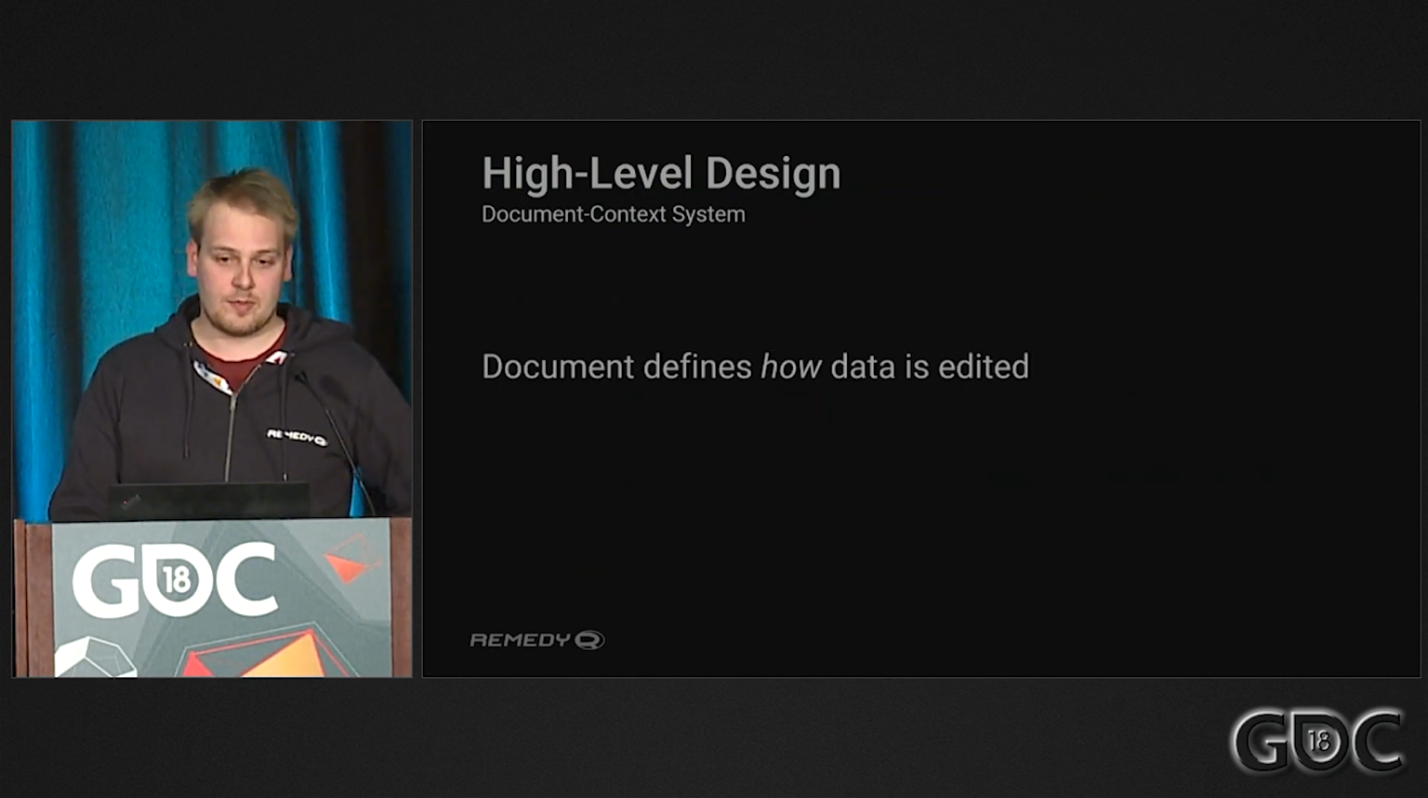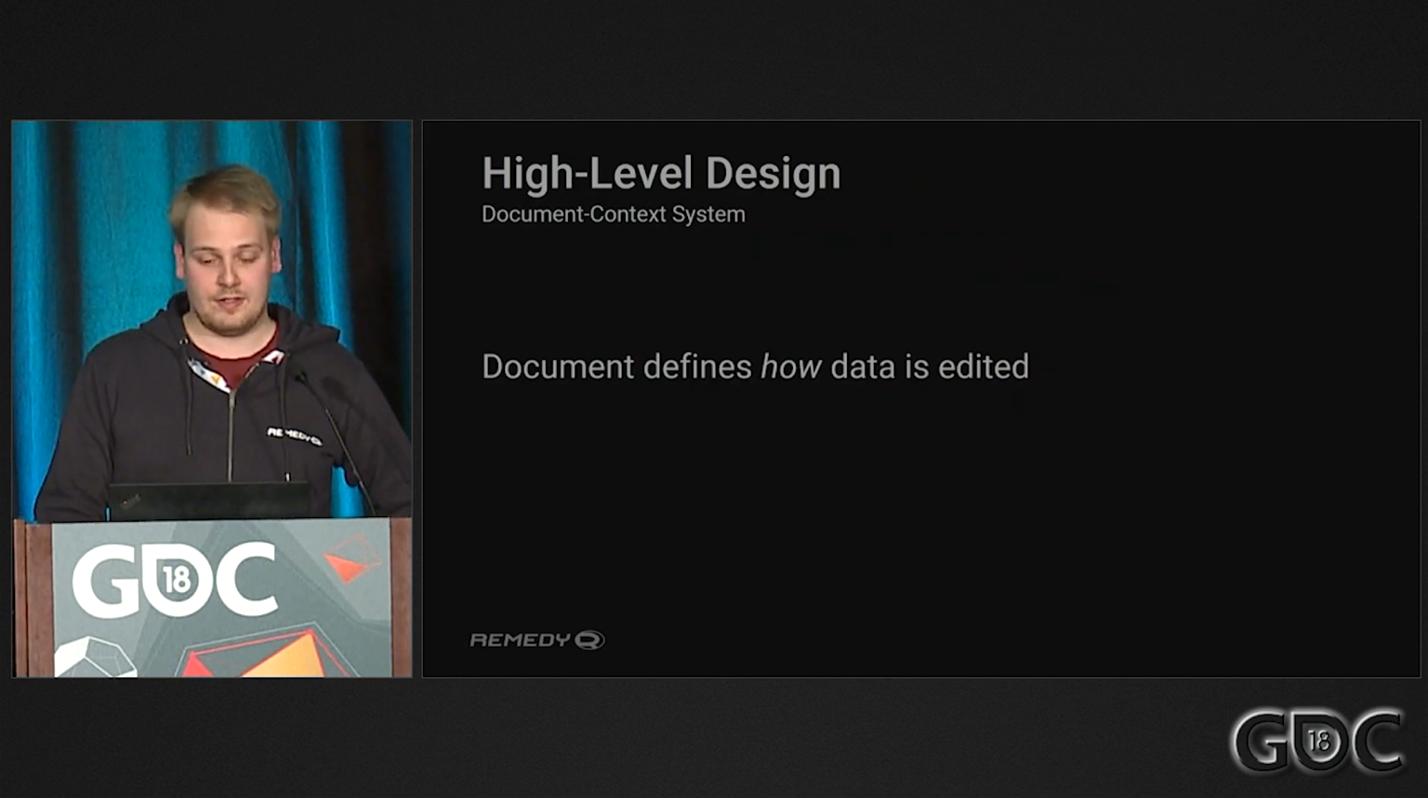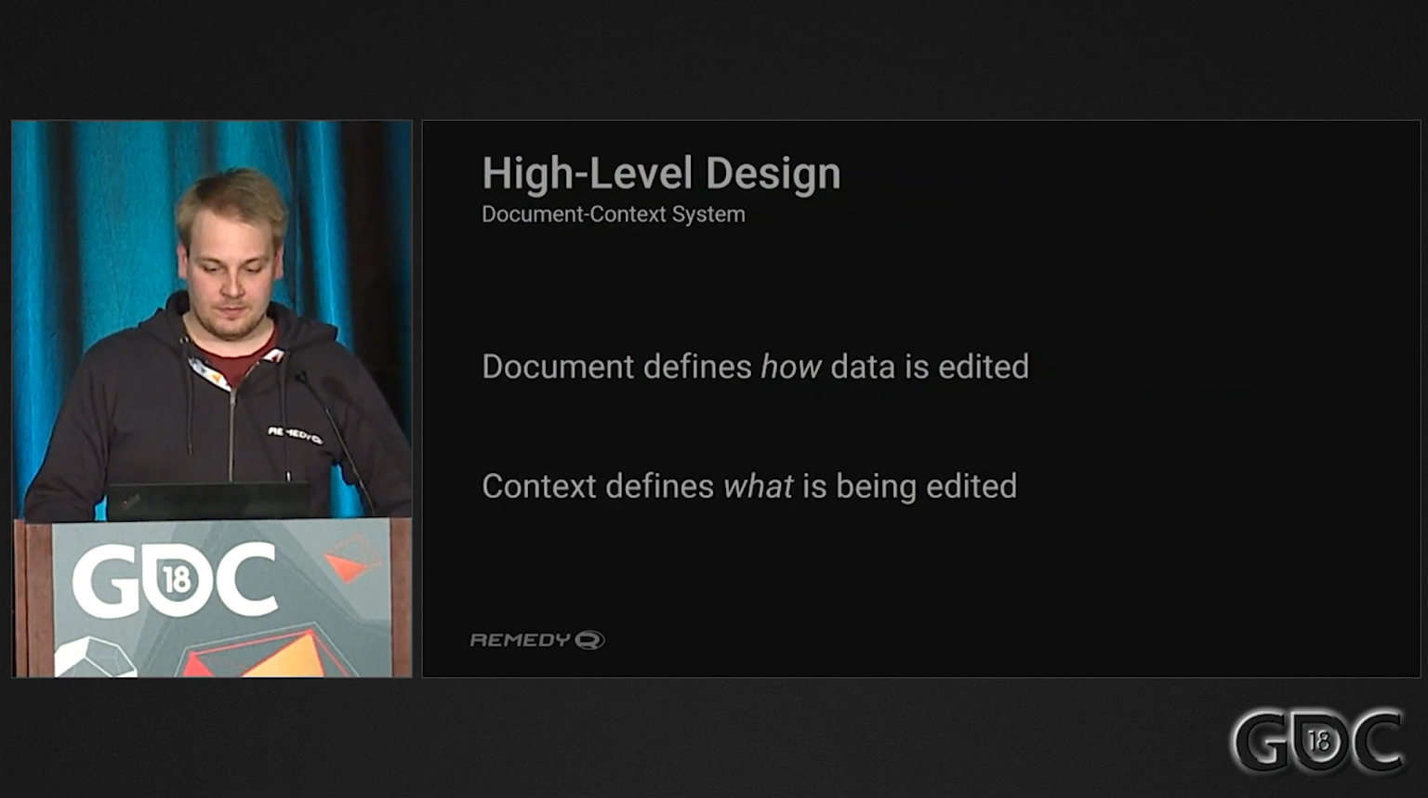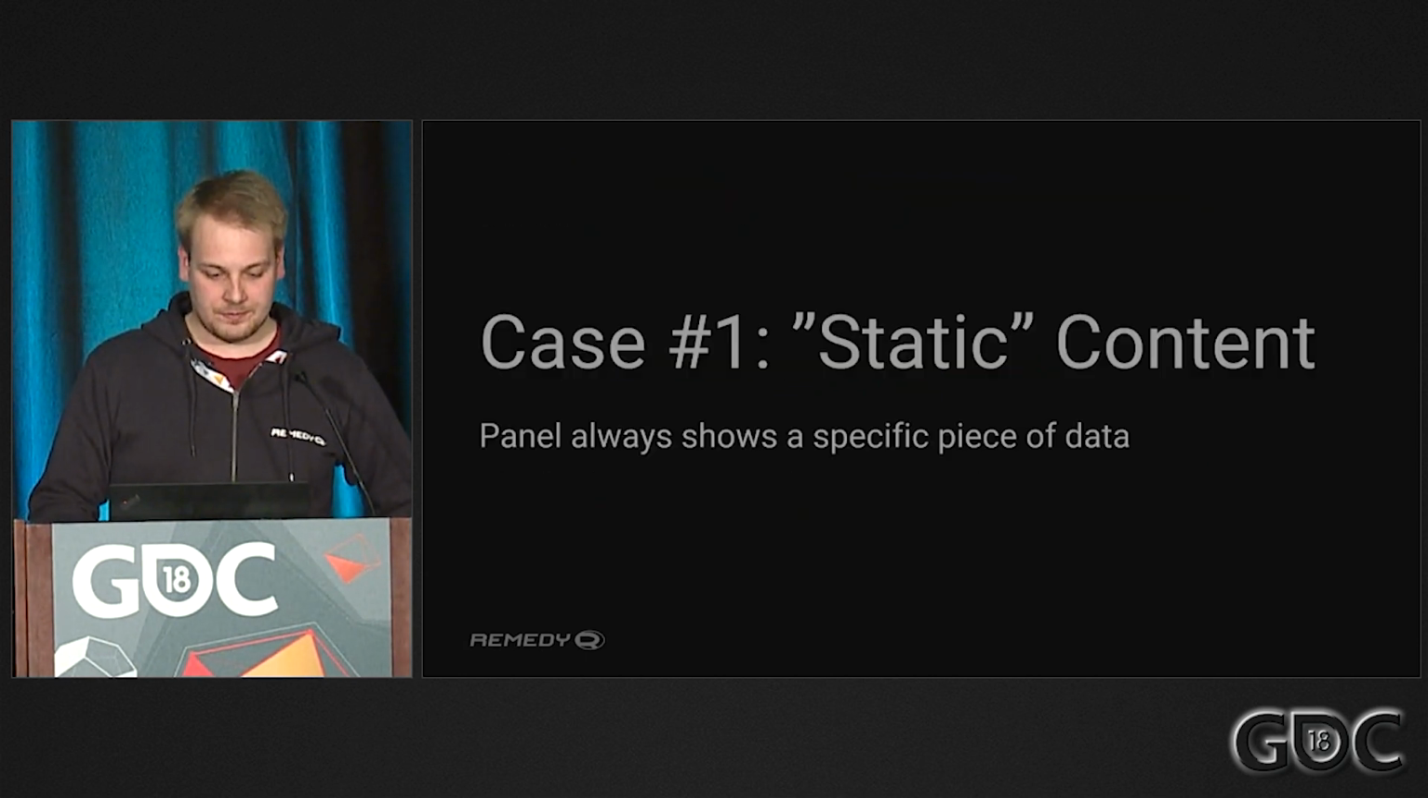To summarize the concepts on a very high level, the document is the UI layer describing how things are edited. It works as a glue between the panels, commands, and the data. The context, on the other hand, handles all the details of what is being edited. It abstracts out the details from the UI, allowing us to reuse UI components with all kinds of different data. Let's look at the 2 main cases, how all of this is put together.